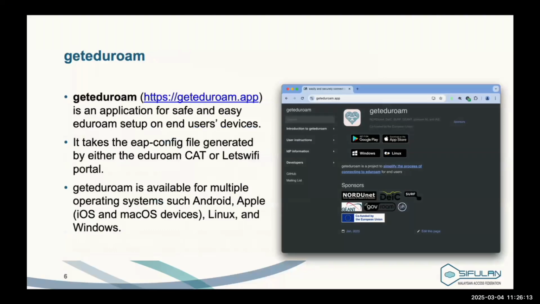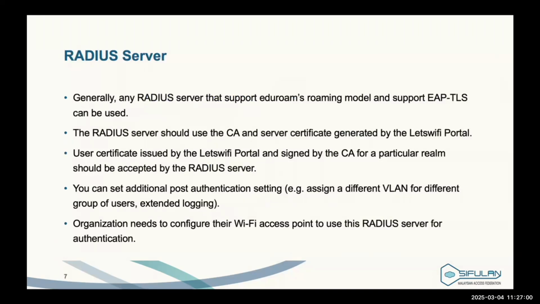And then the end user also needs the Get Eduroam apps. It is an application for safe and easy Eduroam setup on the end user devices, available for four major operating systems: Android, iOS, Windows, and also Linux. Basically, the Get Eduroam app takes the EAP config file generated either by the Eduroam CAT or the Let's Wi-Fi portal, and then it will translate that EAP config file into the configuration that the device can understand.